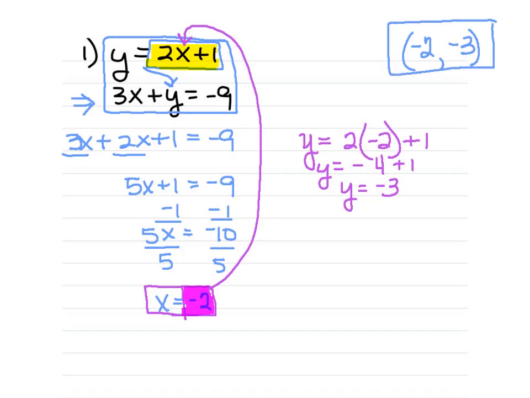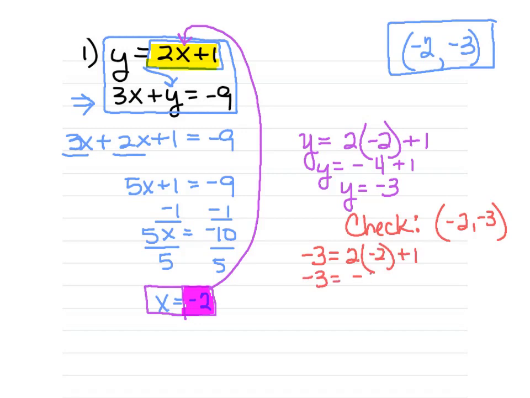If I want to check my solution, I'm going to go ahead and check this one, and I'll do it in red just to show you how to check. What you would do is substitute your solution into both equations and make sure that they make both equations true. So let's start with the first equation. y, which is negative 3, is equal to 2 times x, which is negative 2, plus 1. Negative 3 is equal to negative 4 plus 1. Negative 3 is equal to negative 3. So that one checks out.